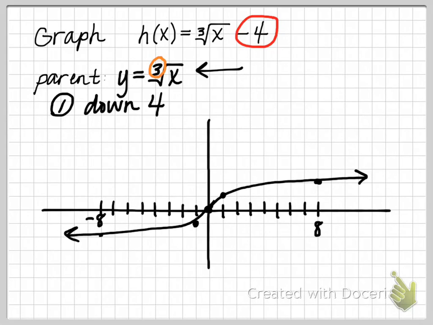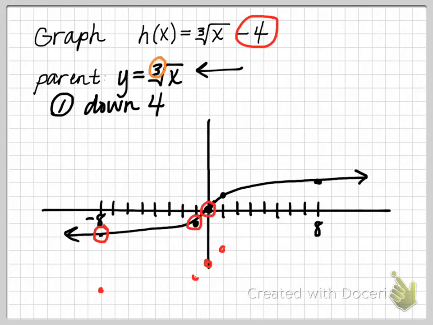And now we're going to take every single point and move them all down 4. Starting with my left-hand point here that was at negative 8, negative 2, I'm just going to count down 4, and then I'm going to plot my new point. And the point here, which was negative 1, shifts down, and I have my new point. And the one at the origin, 0, 0, shifts down 4, and I have my new point.